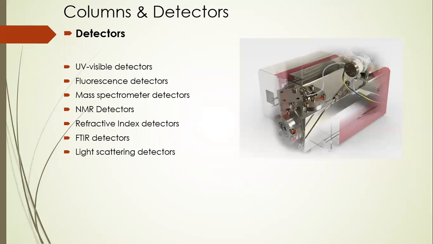Whereas fluorescent detectors are extremely valuable for HPLC because of their greater sensitivity, up to 10^-12 gram per cubic centimeter, than the ultraviolet detector. But they have a slightly reduced linear range of 10^4.